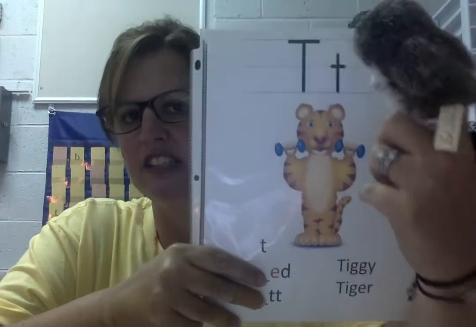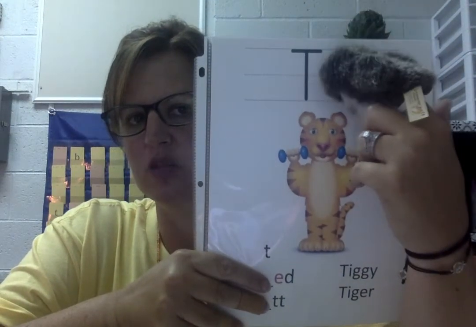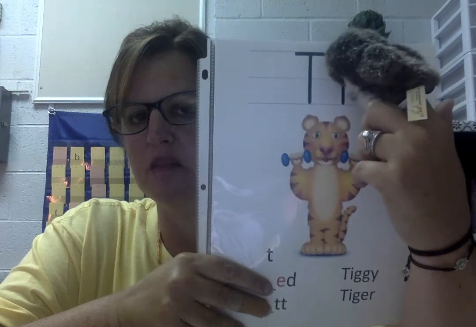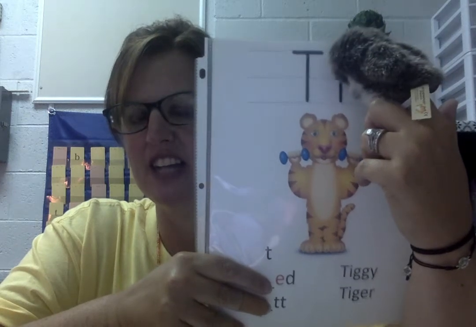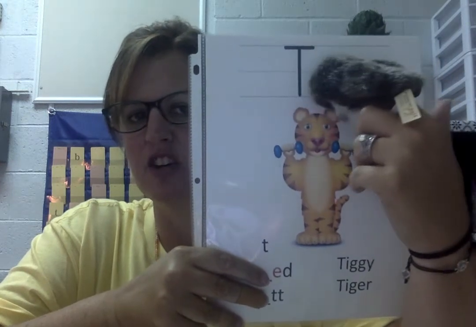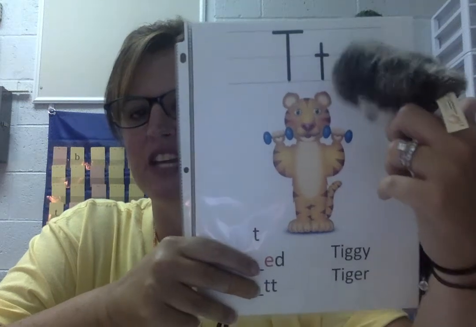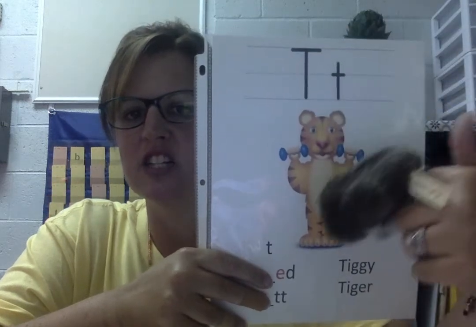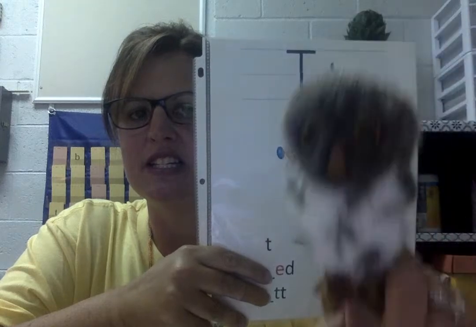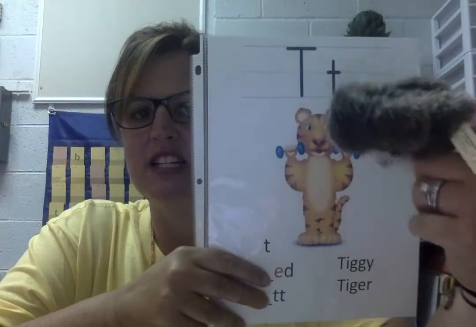Tiggy Tiger, again, T is a skyline letter, so we're going to come all the way up to the skyline, straight down to the grass line and cross over at the plain line. T, tiger, T, T, tiger, T.